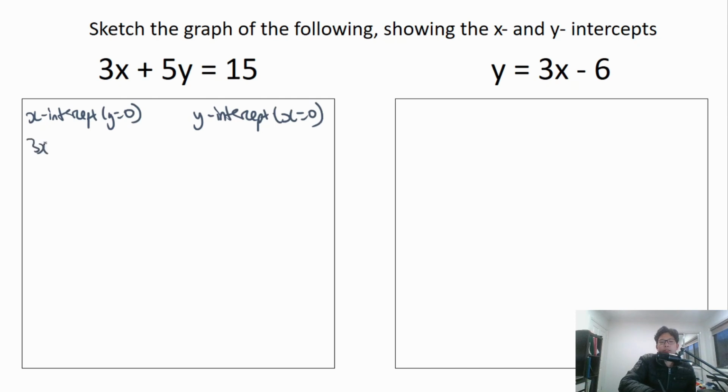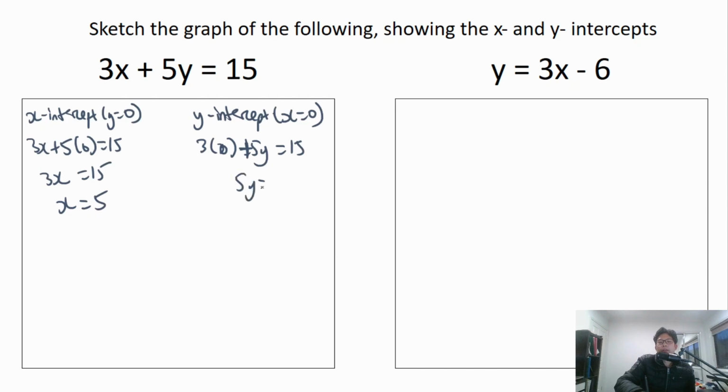So we have 3x plus 5 times 0 equals 15. So 3x plus 0, because 5 times 0 is 0, equals 15. x would be 5. And for the y-intercept, 3 times 0 plus 5y equals 15. 5y equals 15, so y would equal 3.